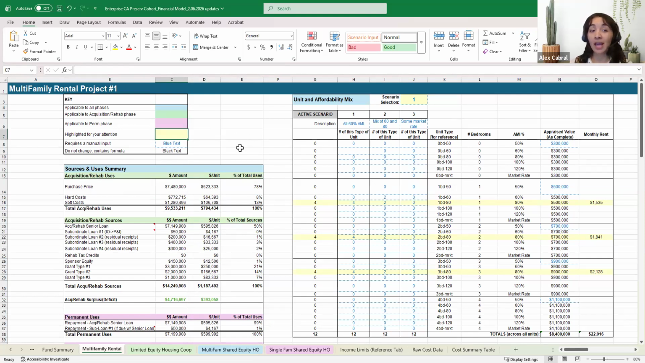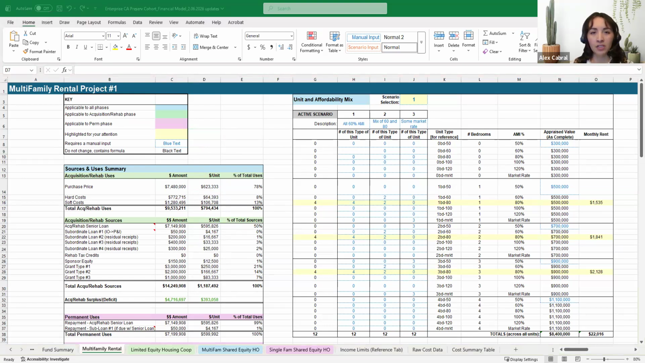Anything yellow is mainly highlighted for attention. Anything in blue, any fonts in blue, means that you need to input the number. It's a manual input. Anything in black does not need to be changed and will be locked. Anything in black is likely a formula, and it does not need to be changed unless you don't like the formula that's in there.